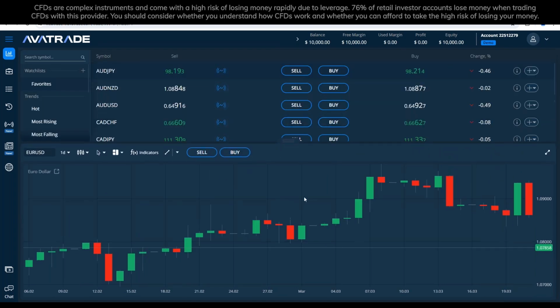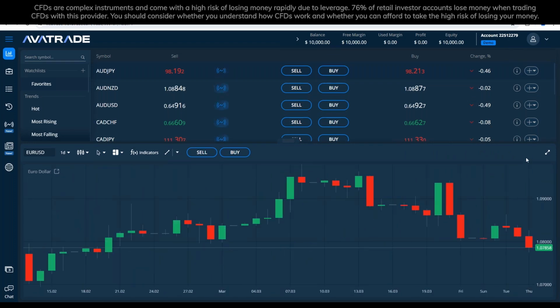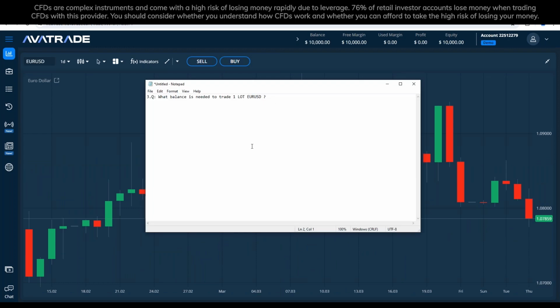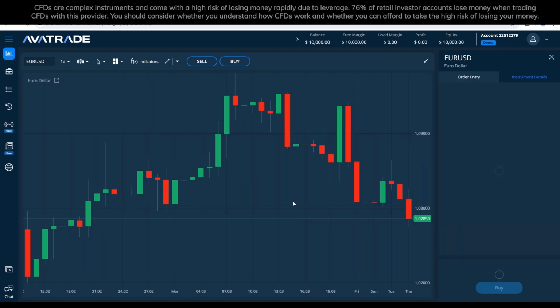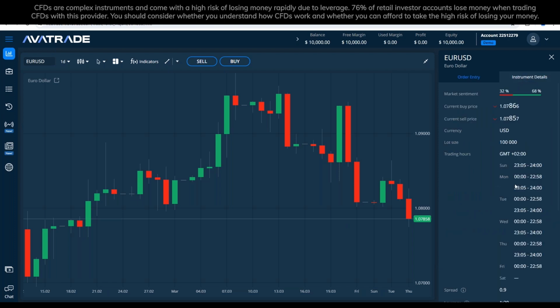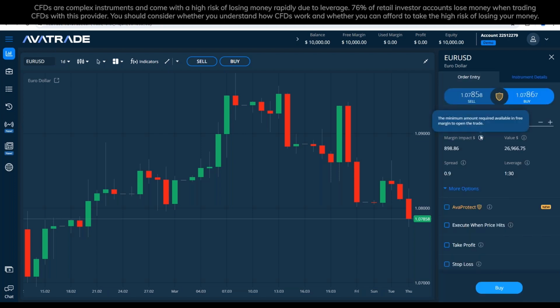That seems fine. That seems all right. Now, one lot with Euro USD. So what I'm going to do is either click sell or buy to open the sidebar here, and I'm simply going to put one lot where it says lot. As you can see, one lot means 100,000. I'm going to go here to instrument details, and I can see that the lot is 100,000, same as we did here.